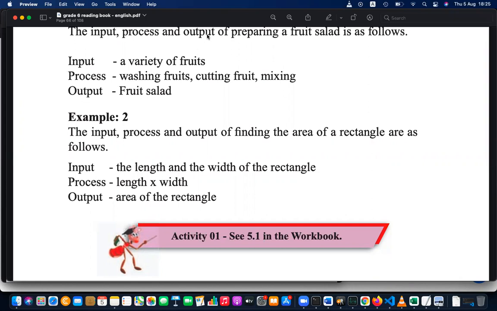Therefore we are using symbols in flowcharts. Okay. Then the next problem given here is how to find the area of a rectangle.